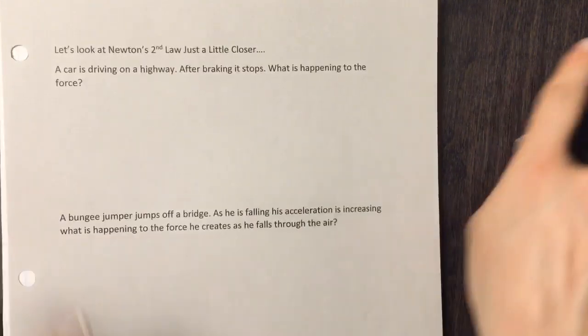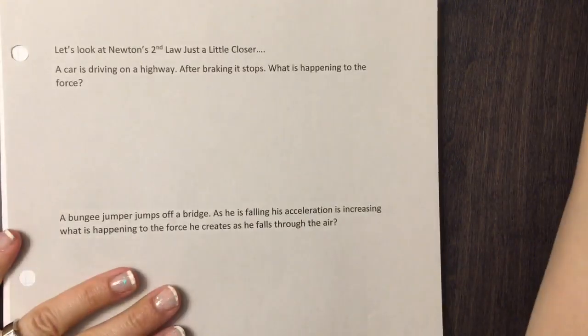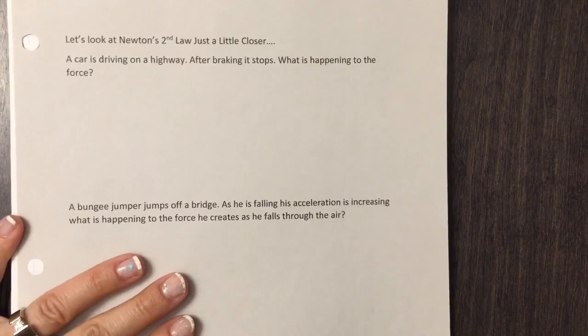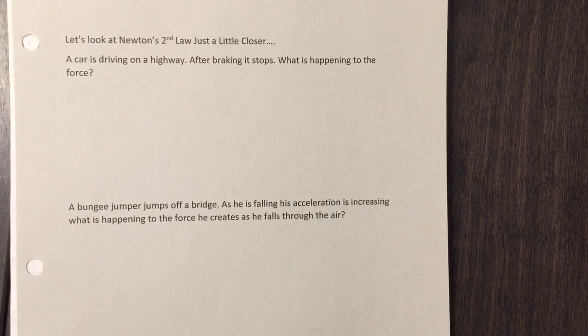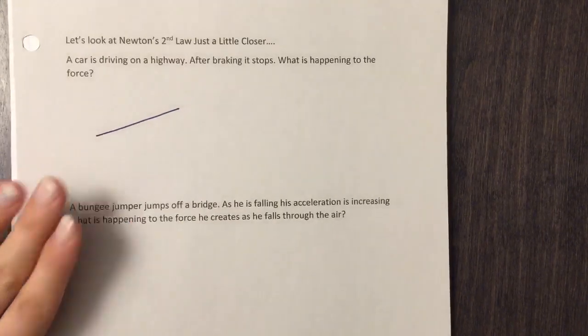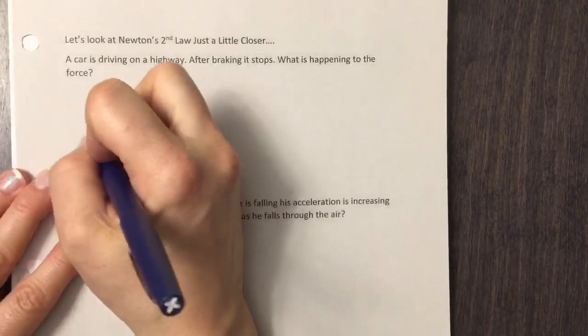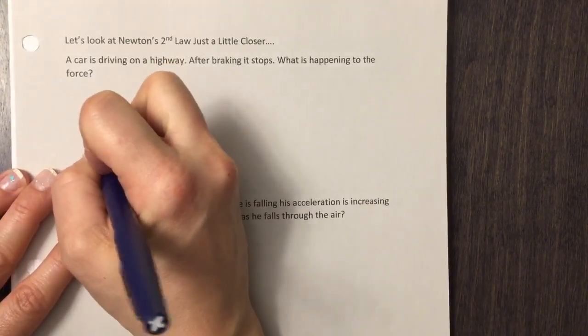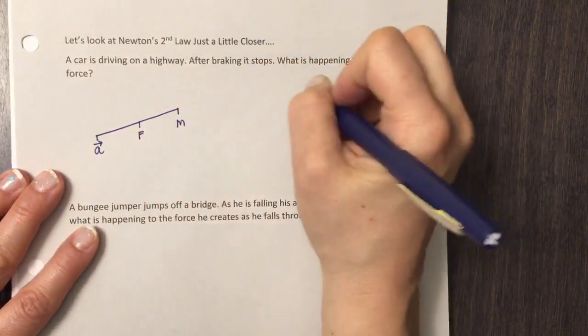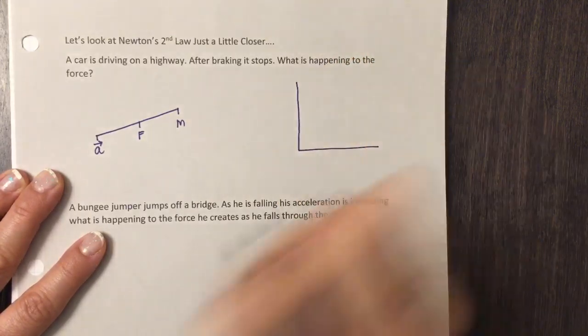It says, Newton's car is driving on a highway. After braking, it stops. What is happening to the force? So the first thing I do is I draw my little ruler. I'll just draw a straight line. I have A, F, M, and then I'm going to draw my graph over here.